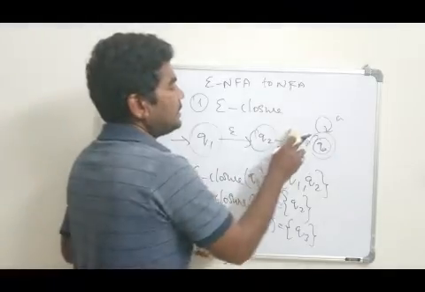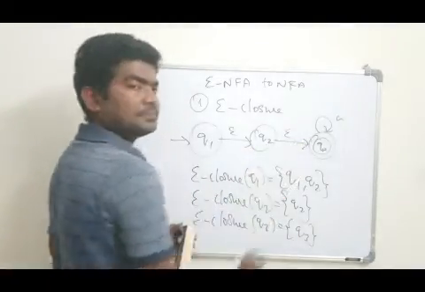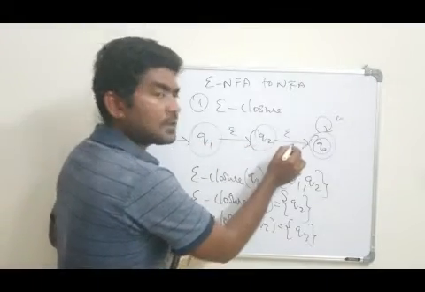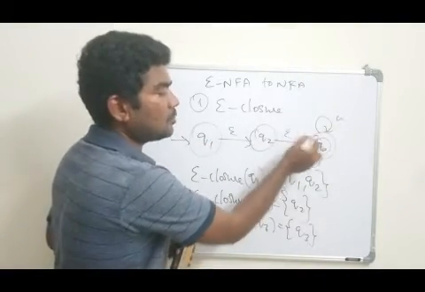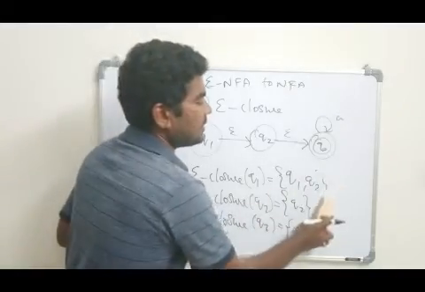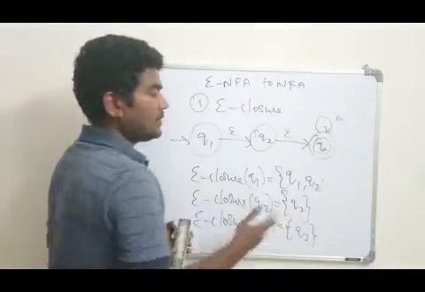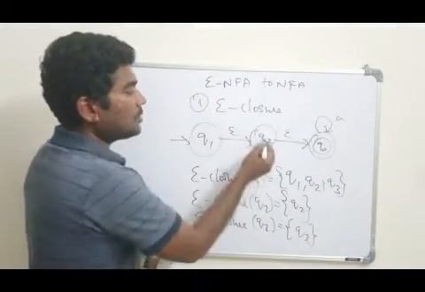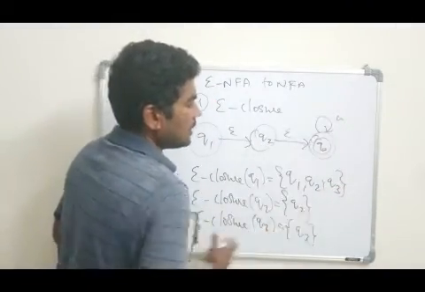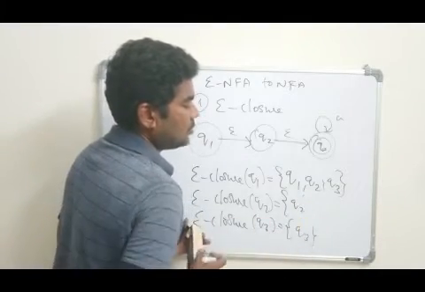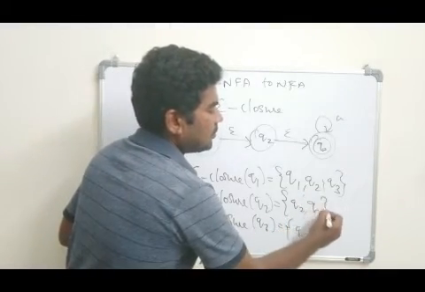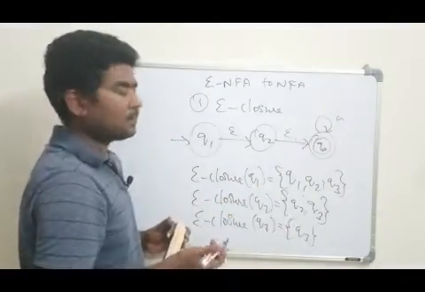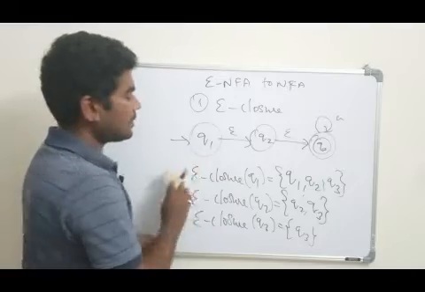Suppose, for example, epsilon is there also from Q2 to Q3. Then the path moves from Q1 to Q2 and the same epsilon transition moves Q2 to Q3. Then the epsilon closure of Q1 will be Q1, Q2, Q3. The epsilon closure of Q2 will be Q2, Q3. And Q3 will be only Q3, because there is no epsilon transition from it. This is how you find the epsilon closure.